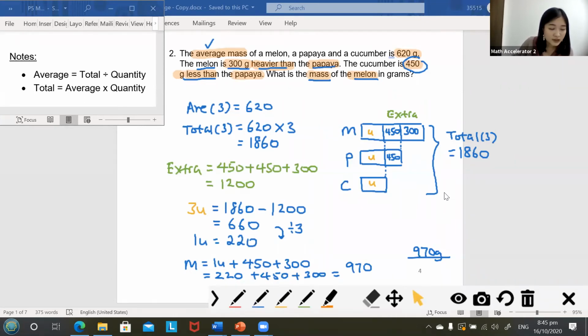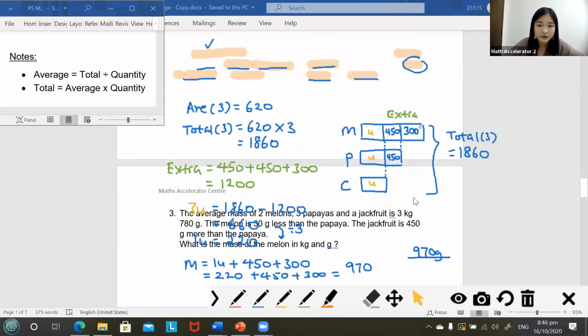Add properly, right? 970. If you didn't get 970, you pressed something wrong. Don't be careless with your last step. You almost got to the answer already, then you press wrong. Okay, 970. Once you're done, let's go to question 3.